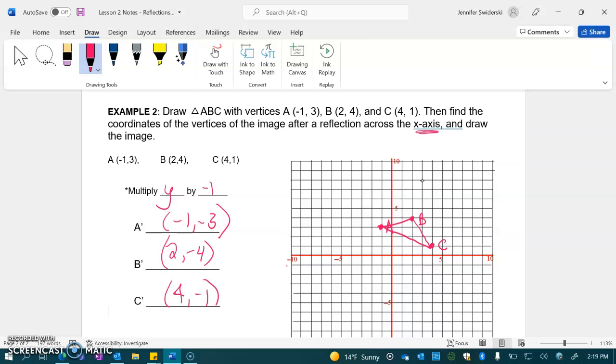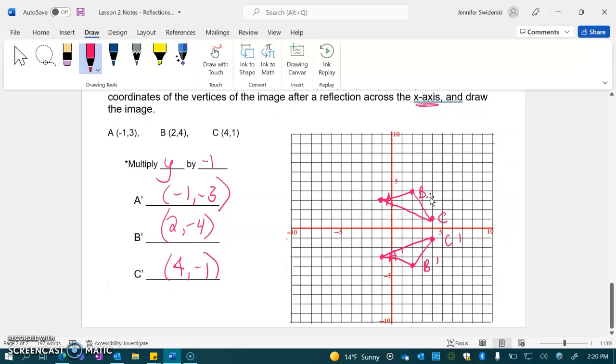Going to graph -1, -3. Here's A prime. B prime is at 2, -4. And C prime is at 4, -1. If I graph that, here is my triangle reflected over the x-axis.